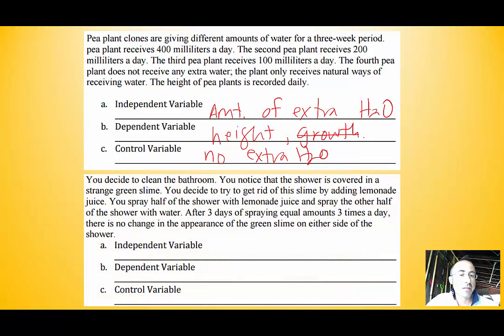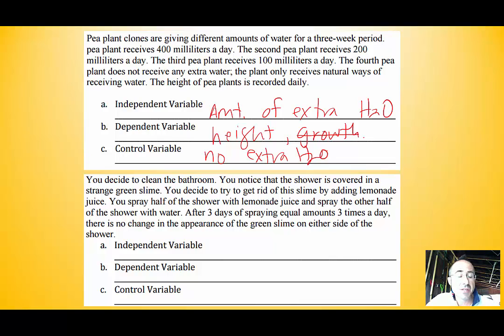You decide to clean the bathroom. You notice that the shower is covered in a green slime. You then decide to try and get rid of this slime by adding lemonade juice. You spray half of the shower with lemonade juice and spray the other half of the shower with water. After 3 days of spraying equal amounts 3 times a day, there's no change in the appearance of the green slime on either side of the shower.